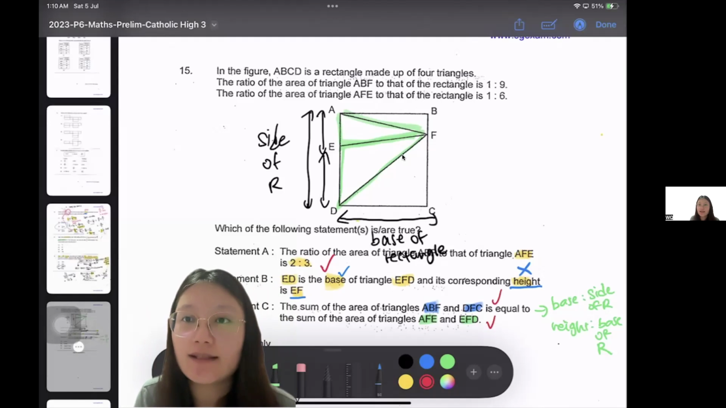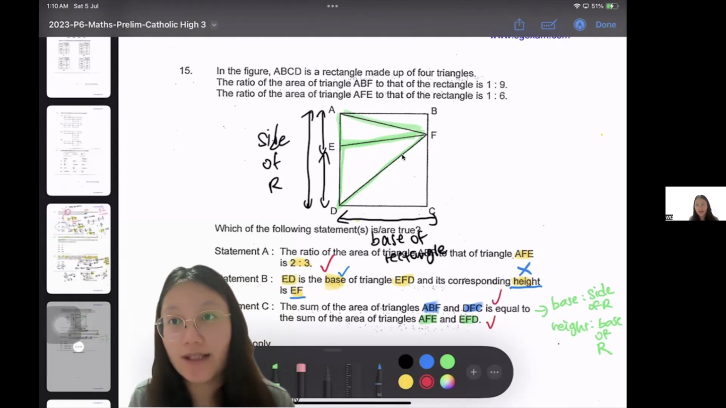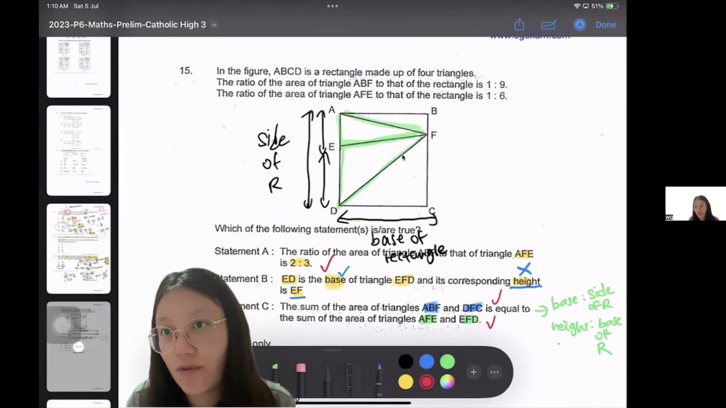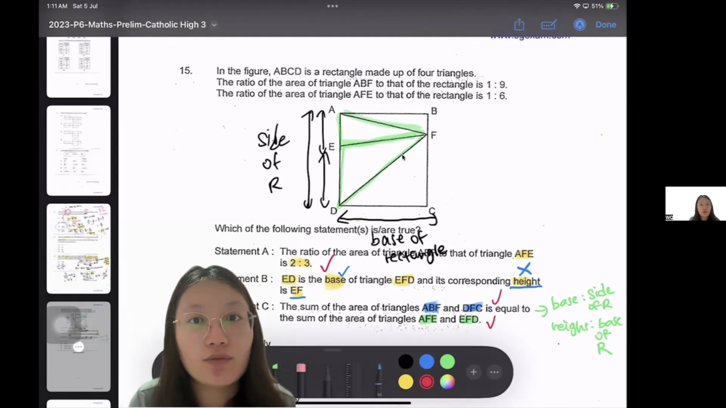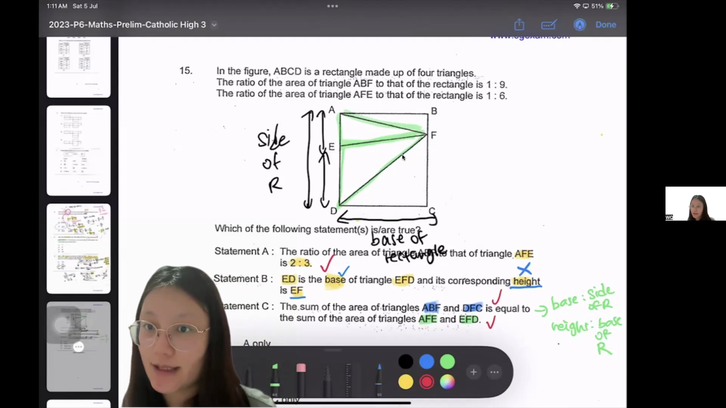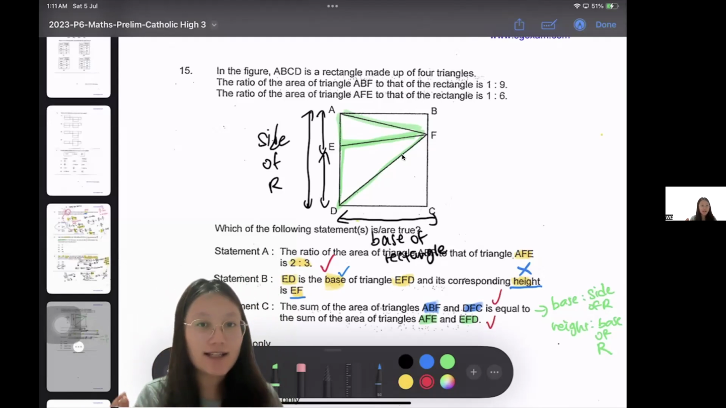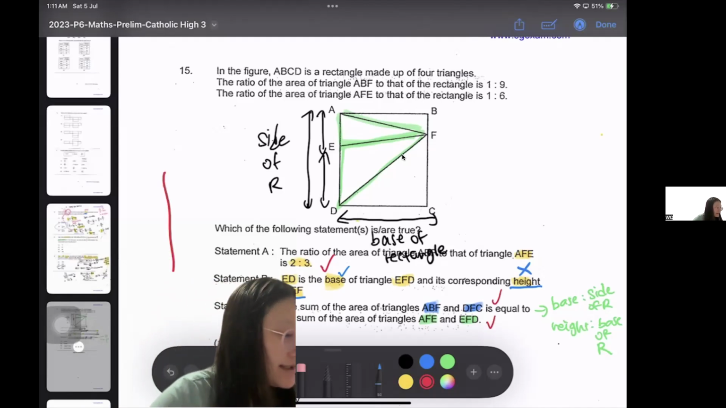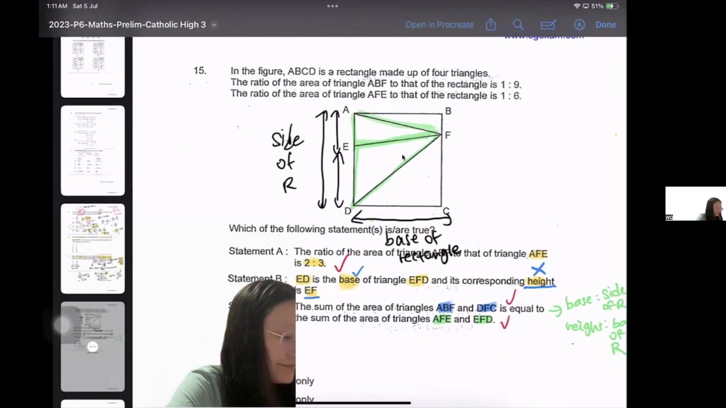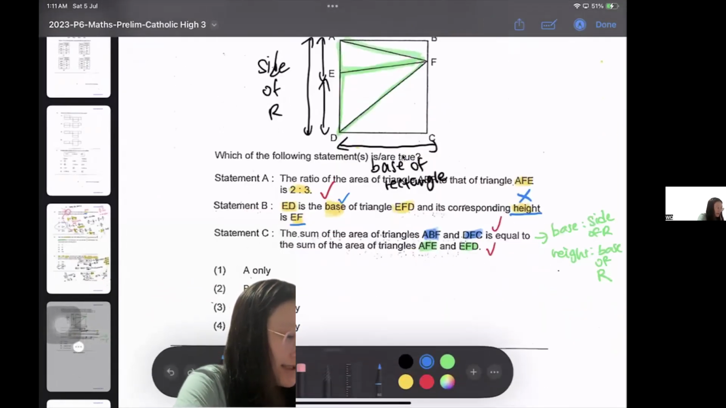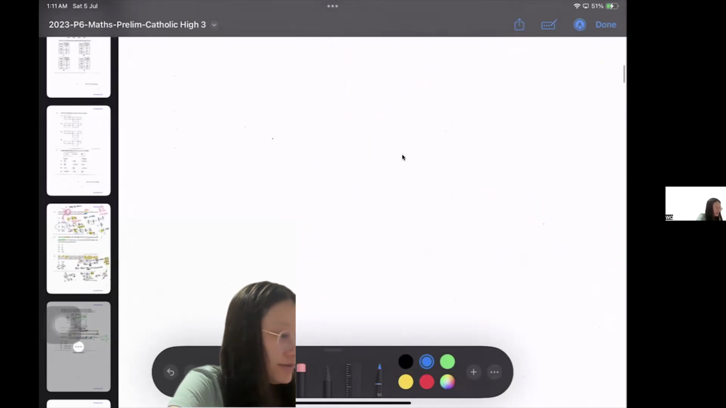So if their heights and their bases are the same, their area will be the same because the area of a triangle is half times base times height. The half is always the same, so you only need to make sure that their base and their height are the same. And since the base and the height for both pairs are the same, the last statement is correct, okay? So in this case, the answer will be A and C only, because B is wrong. So A and C. Okay, let's continue.